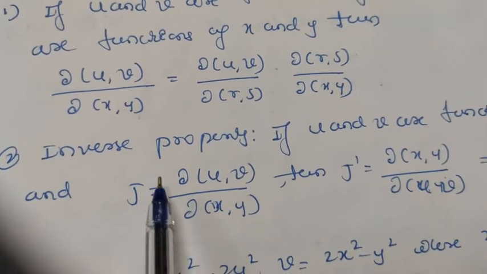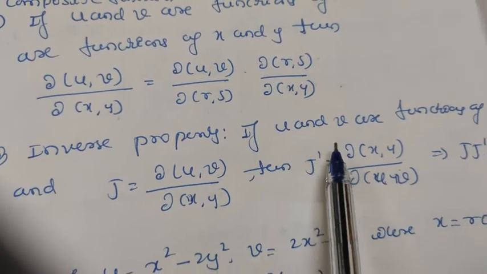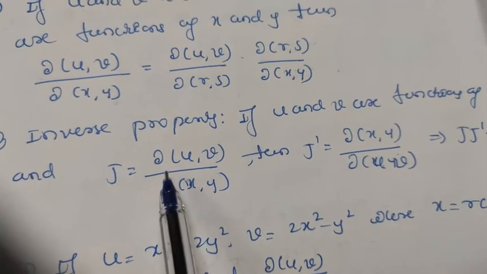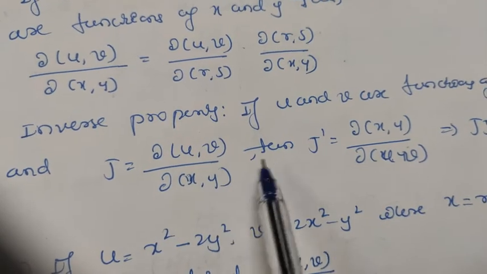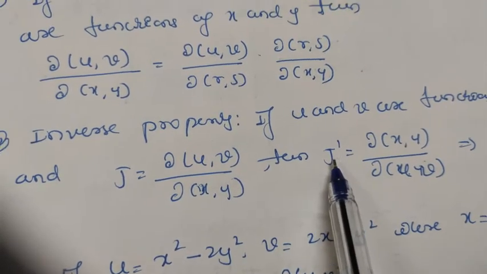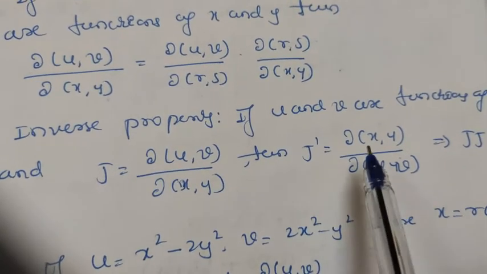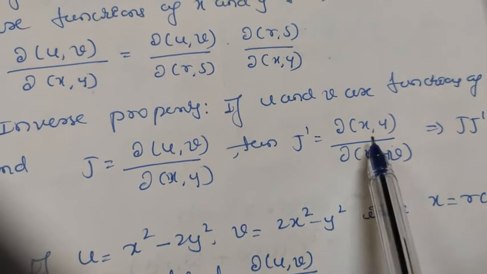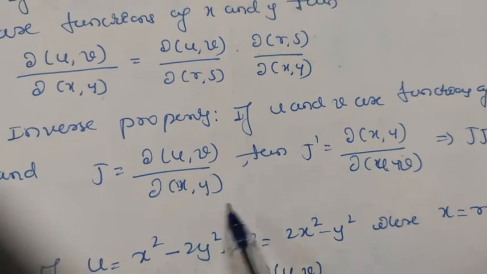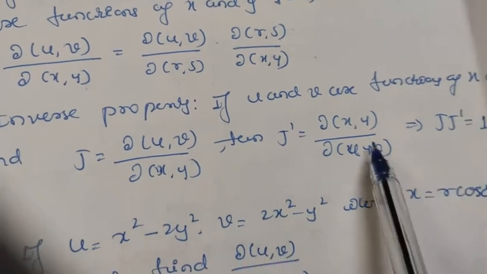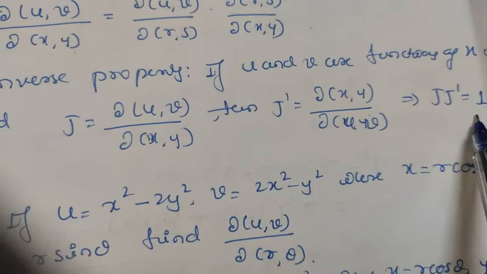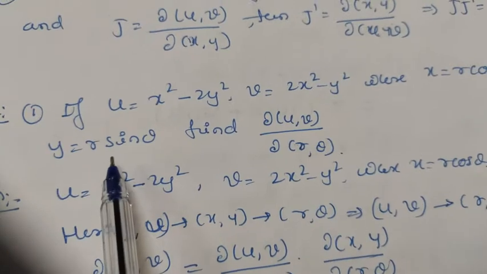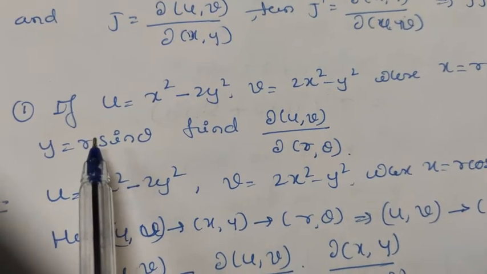And the second one is the inverse property. Here, if u and v are functions of x and y, and J is the Jacobian, equal to ∂(u,v)/∂(x,y), then its inverse is denoted by J dash, and it is equal to ∂(x,y)/∂(u,v), that is the Jacobian of x, y with respect to u, v, the reverse of J. This implies J into J dash is equal to 1. Let us take one example on the first property, the composite function property.